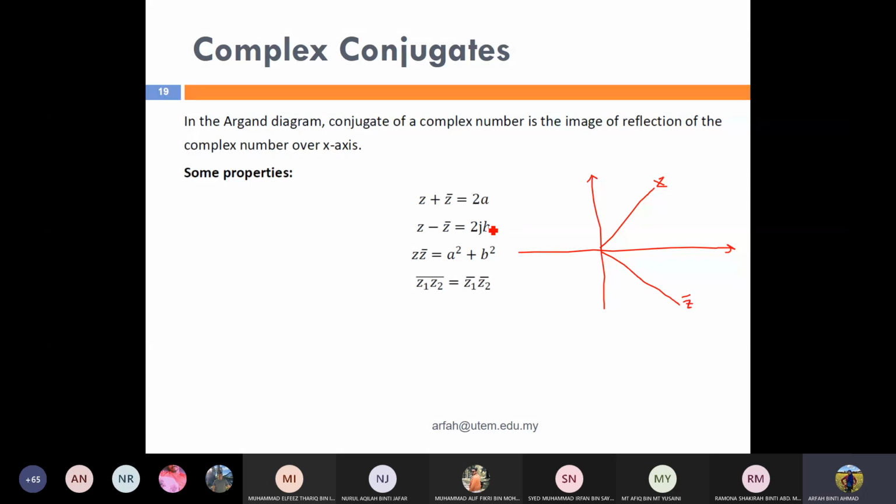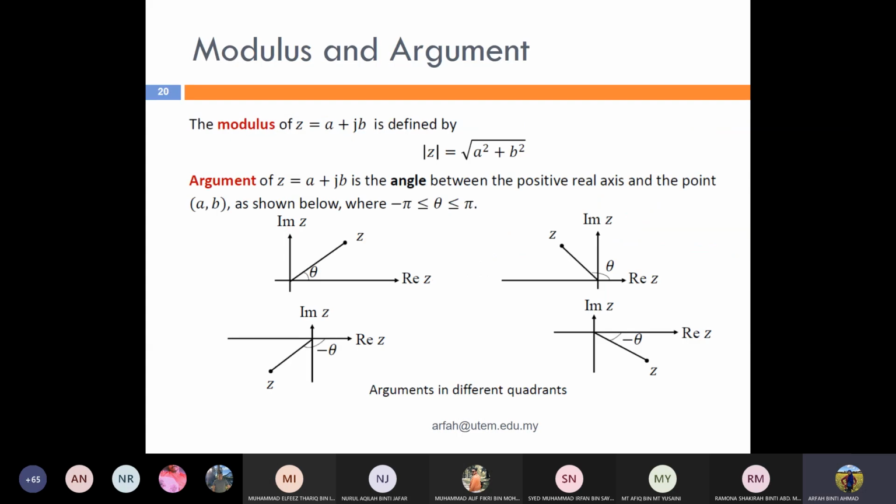Clear or not? Ya Allah, korang nak ngantuk ke? Aku ngantuk gila. Clear. Clear, okay. Mencabar betul lah ngajar online.